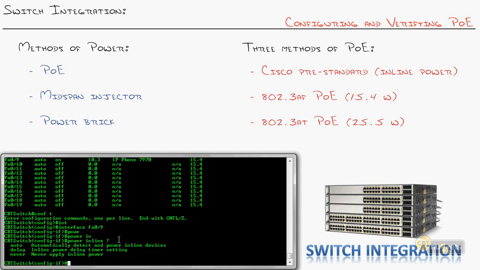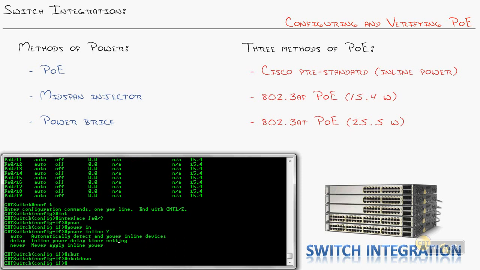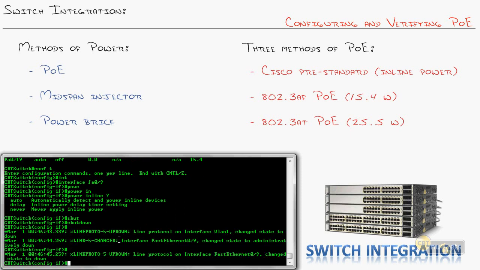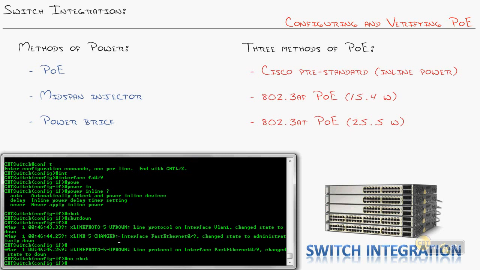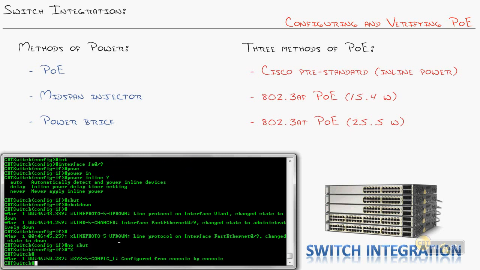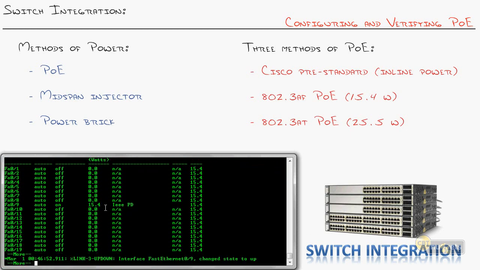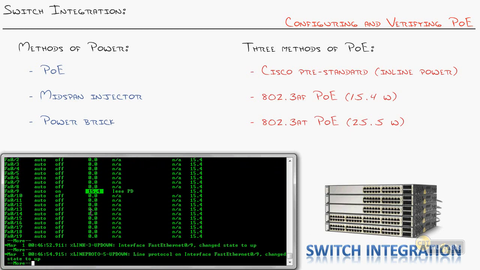But what I wanted to show you is this. I'm going to shut down the port, and I'm looking at the phone beside me. It just shut off. And I'm going to do a no shut. And okay, the lights are blinking on the phone. Now I'm going to do a show power inline. Watch this. Notice right here, it's showing 15.4 watts is actually in use.